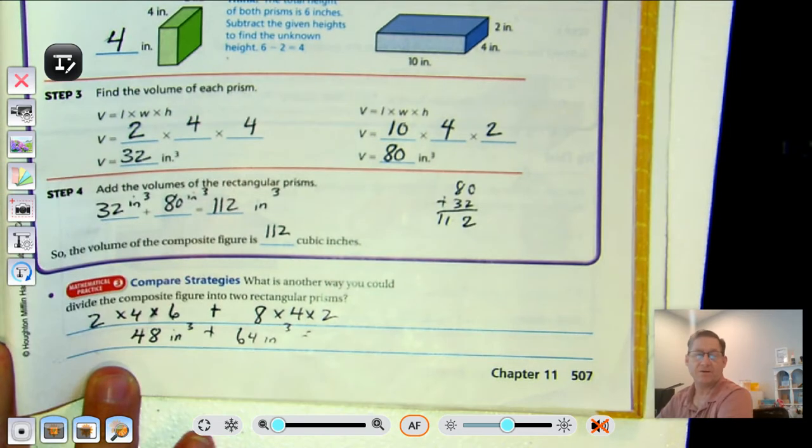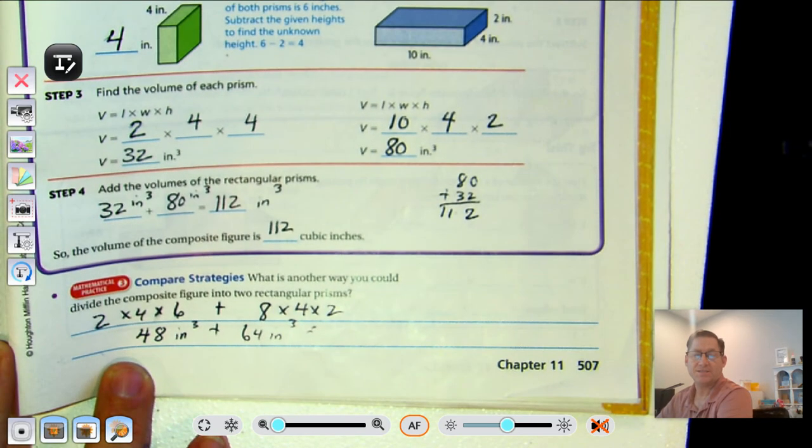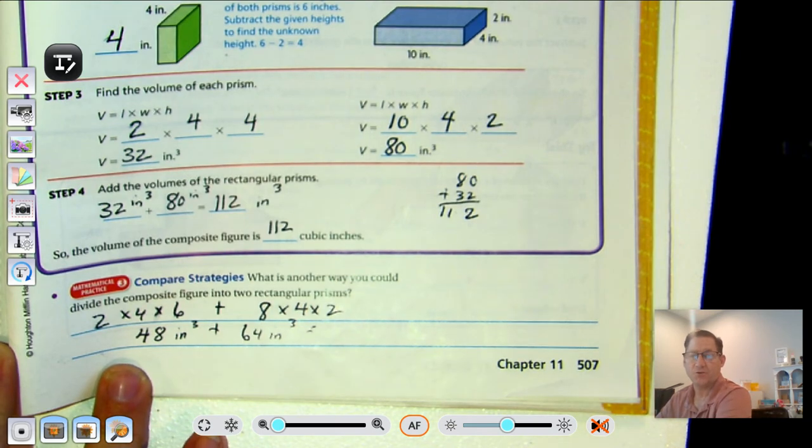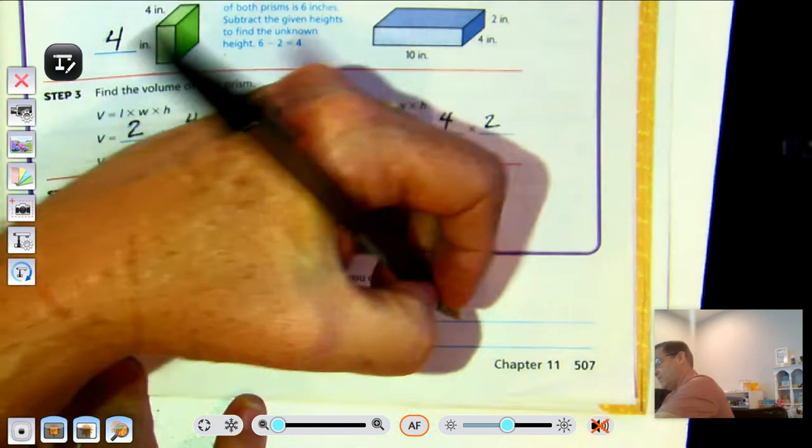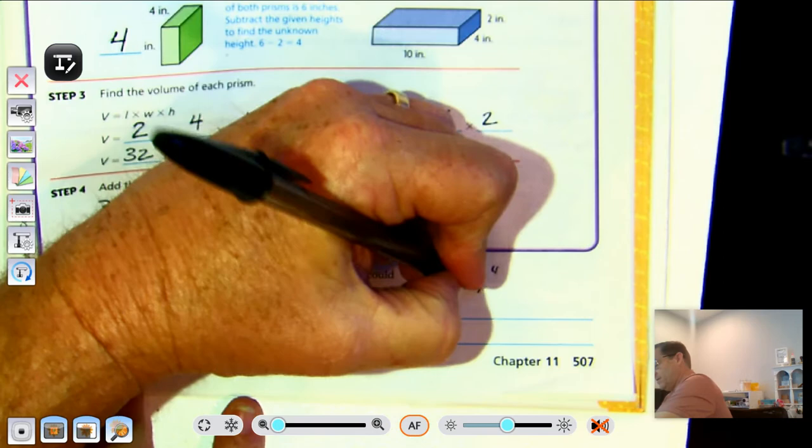So in that case, we'd have rectangular prism volume of 48 inches cubed. The green rectangular prism would be 48 inches cubed, and the blue would be 64 inches cubed. But if I add those up, I'm still going to get 112.